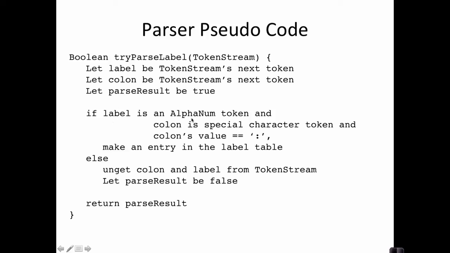Should any of these conditions not be the case, if the first token is not an alphanumeric, or if the colon is not a special character that's actually a colon, then we aren't parsing a label. So what we need to do is push the colon and the label back in the token input stream so that they can be used to try and parse the operation that's coming up. And we'll set the result to false, saying no, this wasn't a label. So that's how we determine if we have a label or not.